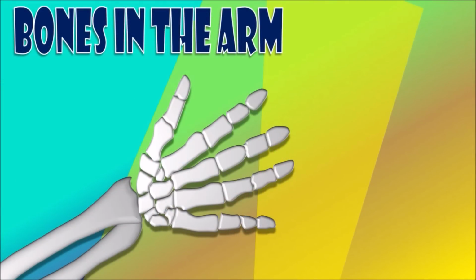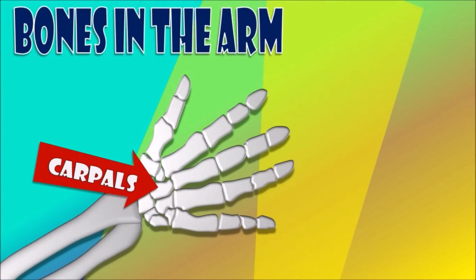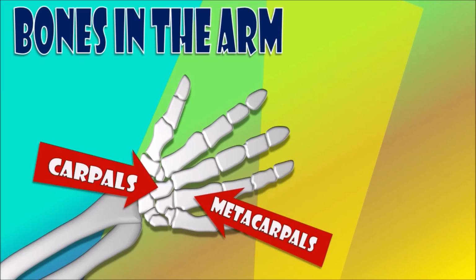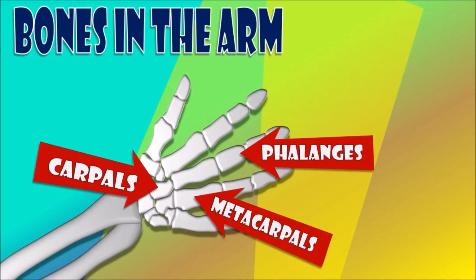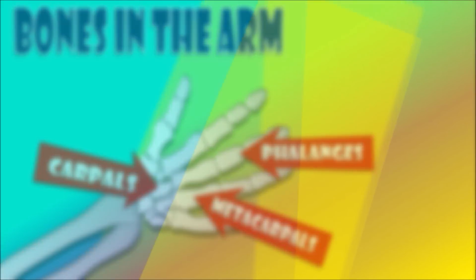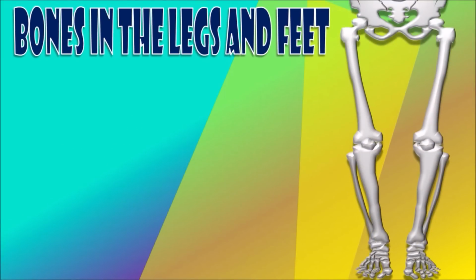Each wrist or carpals has 8 bones. The palm or metacarpals has 5 bones. And the fingers or phalanges have 14 bones. Take a look at these.